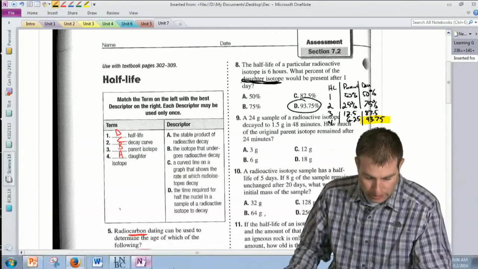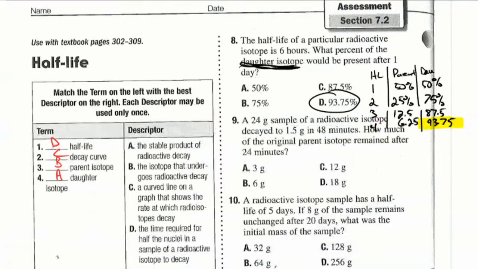The next one was 9 and 10, and I've completely forgotten who was in group 9 and 10. Perhaps Avery and Haley?